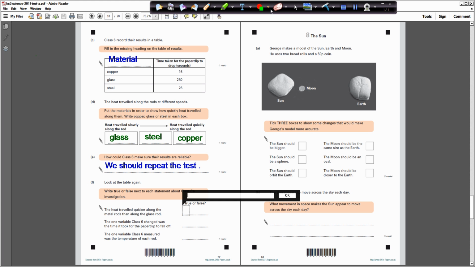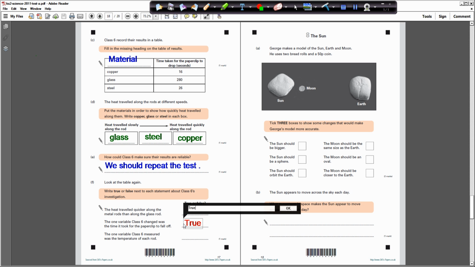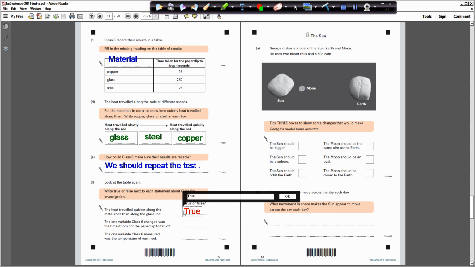You have to write down true. You can't tick it for true because it says true or false. You've got to write down true for true and false for false. Okay? False, is it? Okay, next question.